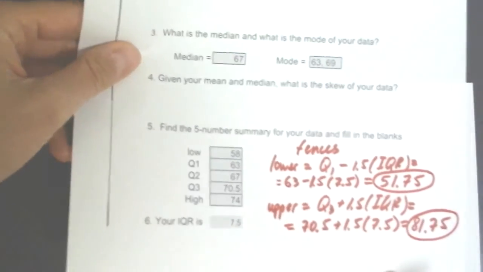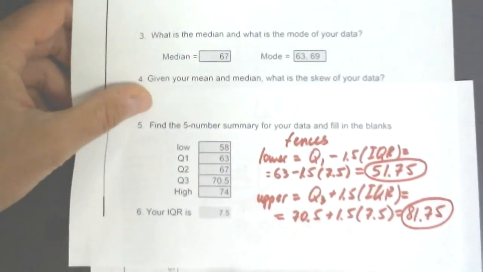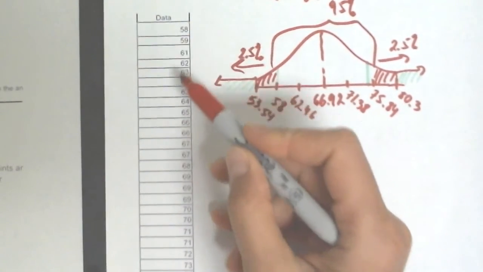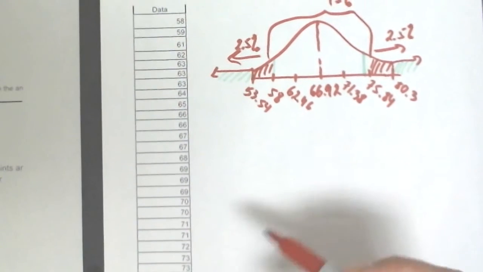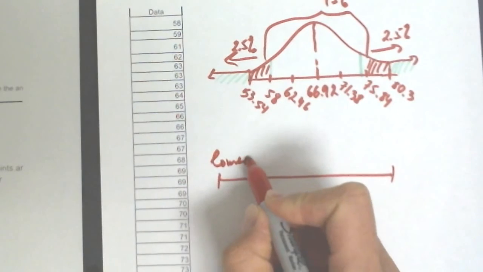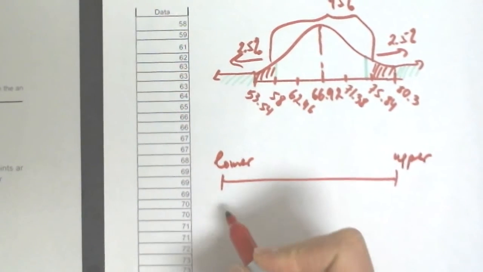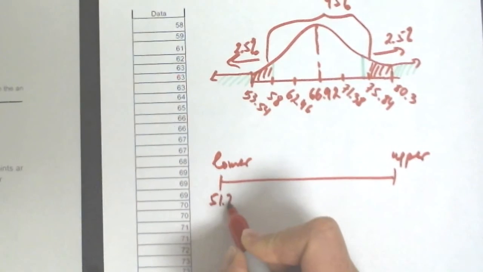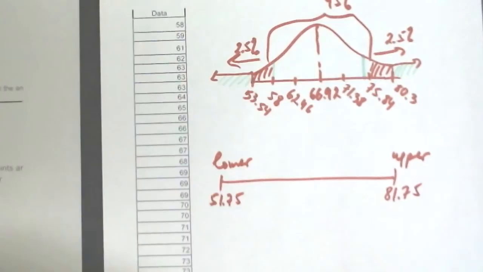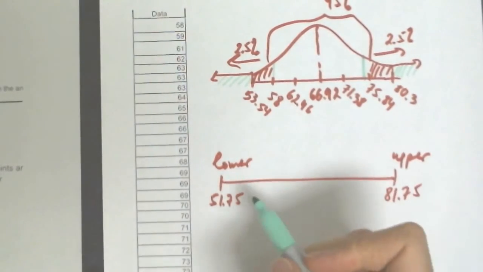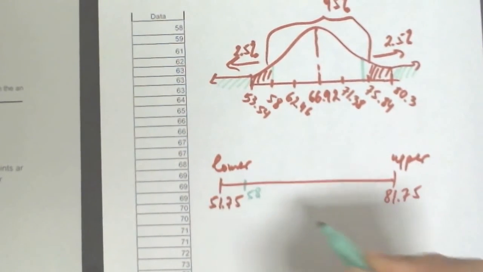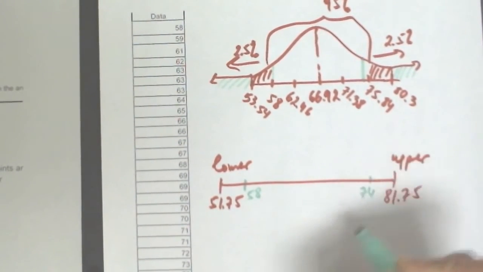So back to my data here. Here's my data. It goes from 58 to 74. My fences, telling me my lower and my upper right here, are 51.75 and 81.75. My data, taking a green pen, goes from 58, which is inside of the fence, to 74, which is also inside of the fence.